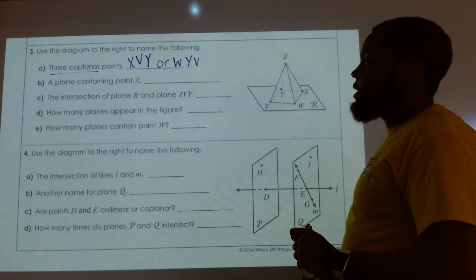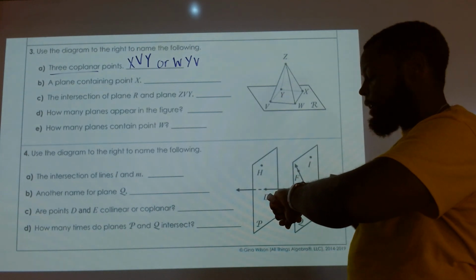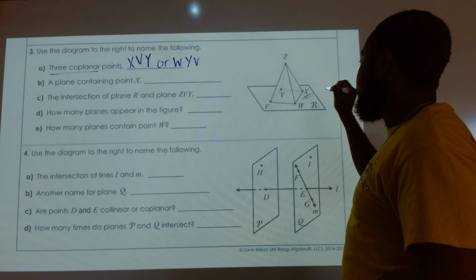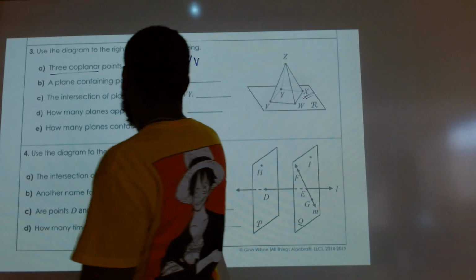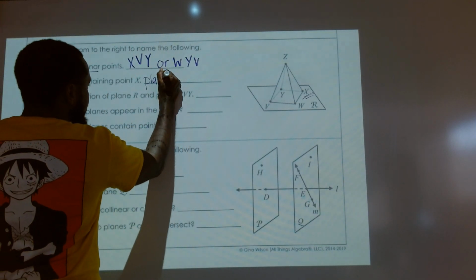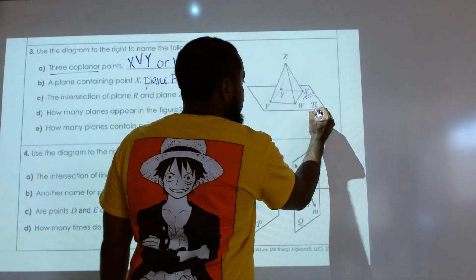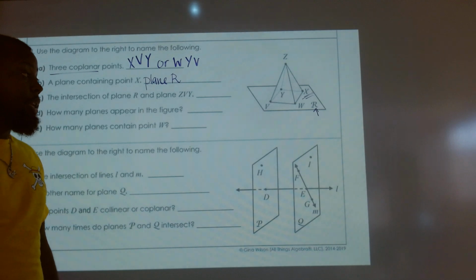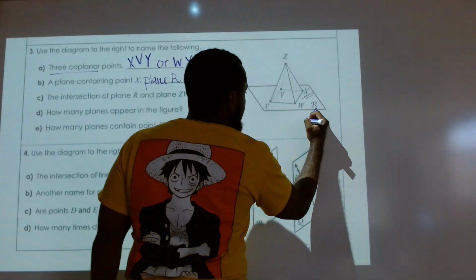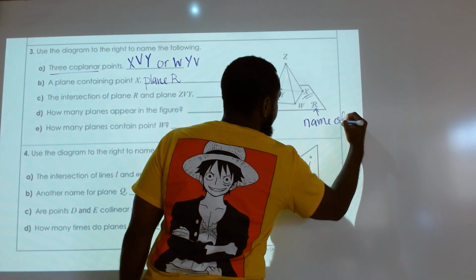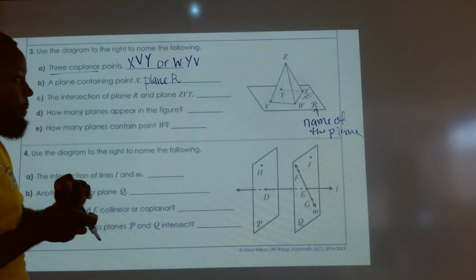Now, it says a plane containing point X. So a plane that contains point X. So this is our point X, right? There are 2 ways we can name a plane. Some of you can already give me one of my answers, and some of you might already say plane R. If you say plane R, you are absolutely correct. This does not have a point to it. So if it does not have a point to it, that means it is the name of the plane. So, with that being said, that's the name of the plane, plane R.